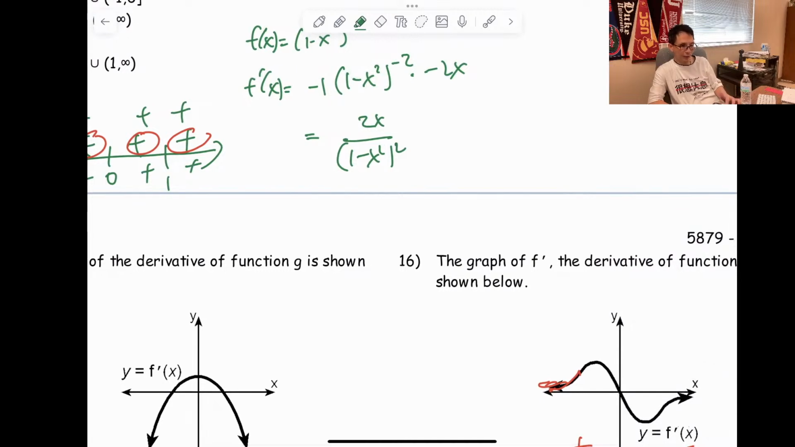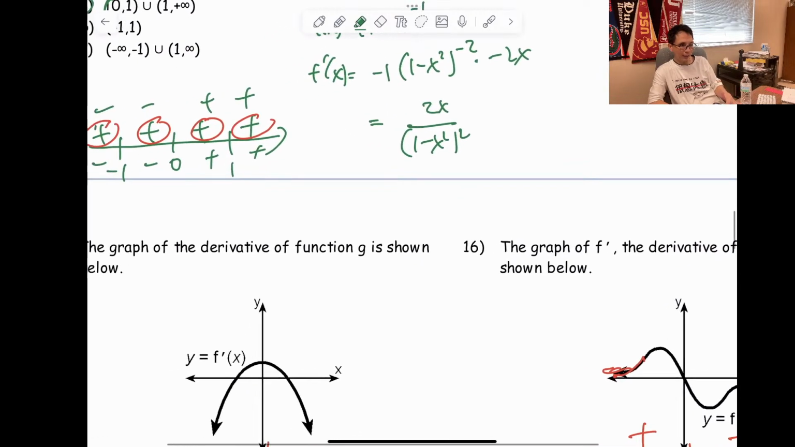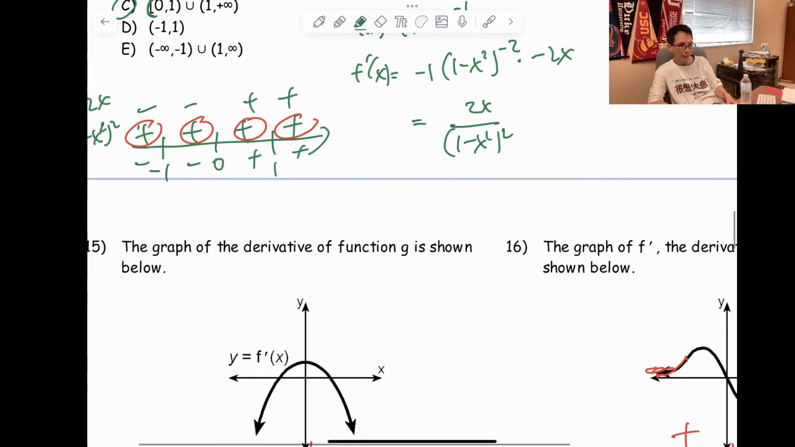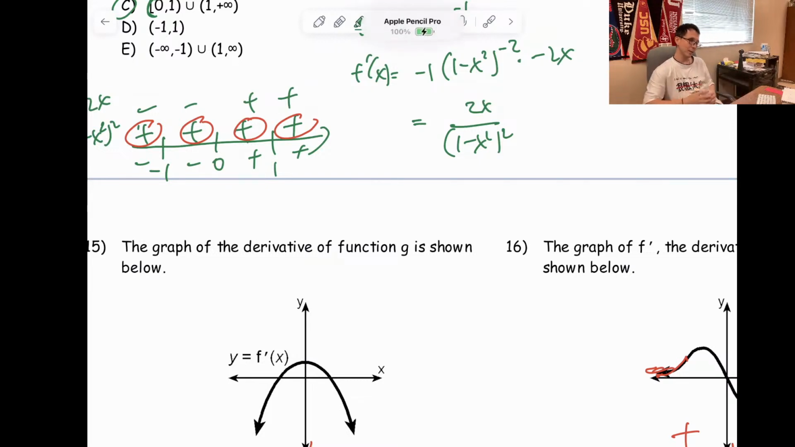Okay, so can you do a number line test for 15 and 16 and figure out the right answer? I'm not telling you which one it is. They're just asking which one is the f of x graph, but do a number line test first, based on the graph. Look at whether they are above or below.